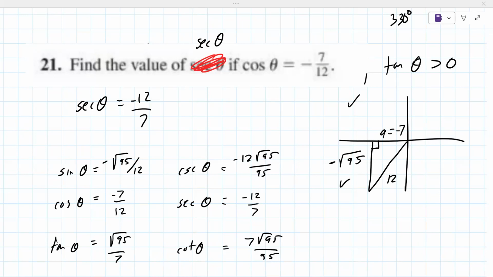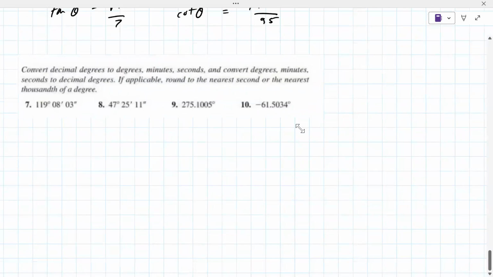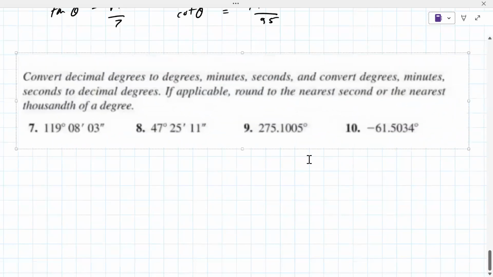I don't know if you'll get ones like this, but you should be prepared to find the other sides of the right triangle. You should be able to do all the sine, cosine, and tangent stuff that we've been doing for sure. Just something really easy that we don't want to miss out on is, did you get comfortable with doing these conversions? Your calculator will help, but it's not great.